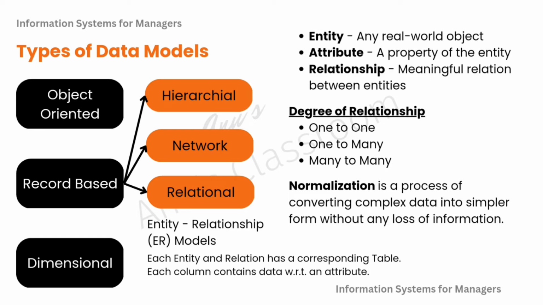For record based models, we could have it in a hierarchical way, in a networked way, or in a relational way. Okay, so coming to the relational way, we have to understand the entity relationship or ER models. So what happens here is each entity and its relation will have a corresponding table, and each column will contain the data with respect to the particular attribute.